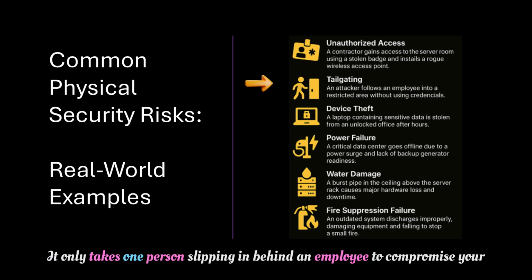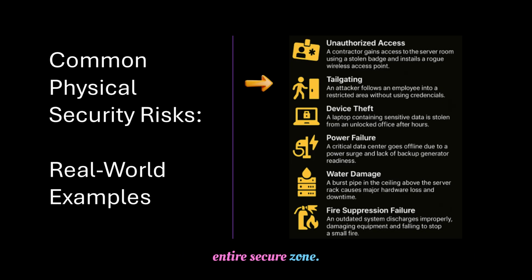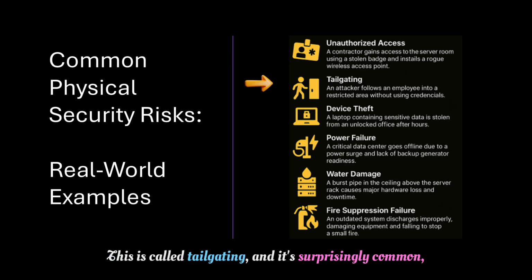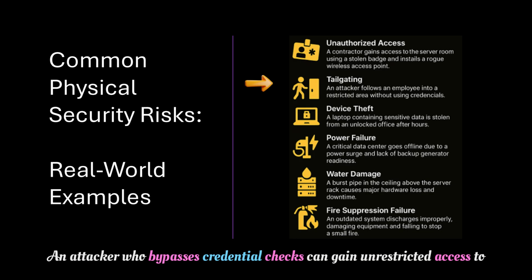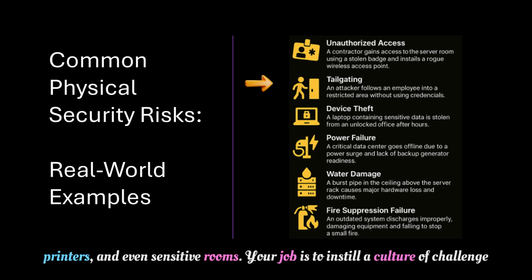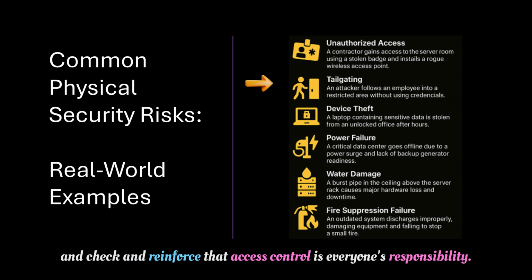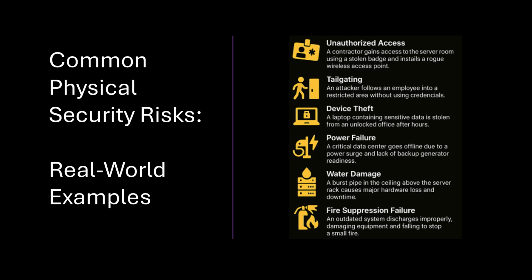It only takes one person slipping in behind an employee to compromise your entire secure zone. This is called tailgating, and it's surprisingly common, especially in high traffic or understaffed areas. An attacker who bypasses credential checks can gain unrestricted access to workstations, printers, and even sensitive rooms. Your job is to instill a culture of challenge and check, and reinforce that access control is everyone's responsibility.